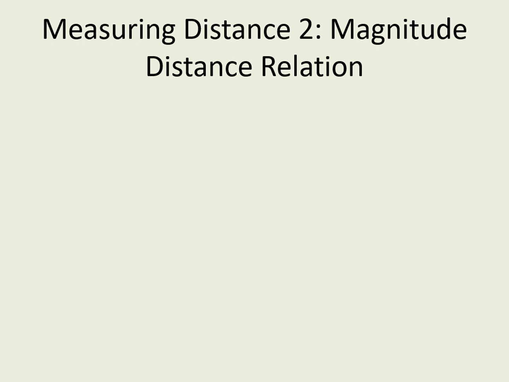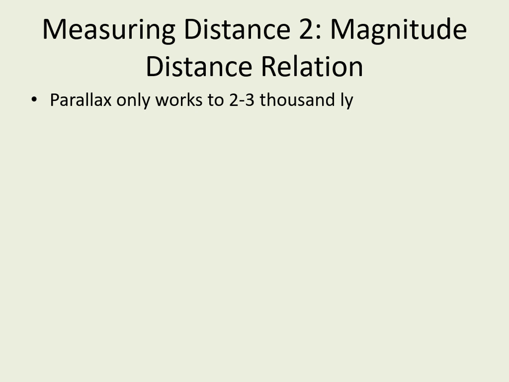Earlier, we saw how we can use parallax to measure distances to stars. Modern technology can let us measure distances to stars that are as much as a couple of thousand light years away. That's a lot of stars, but it still only covers a small part of our galaxy. If we want to measure the distances to stars farther away, then we use these ideas of luminosity and brightness.